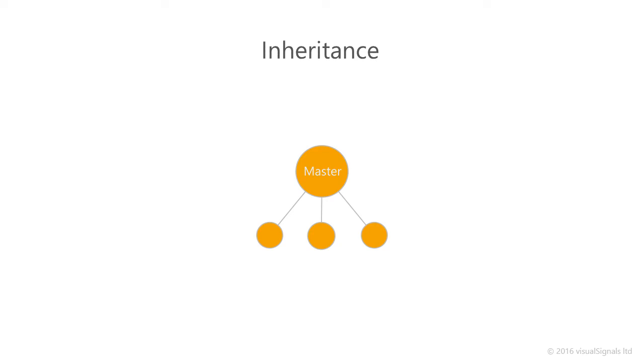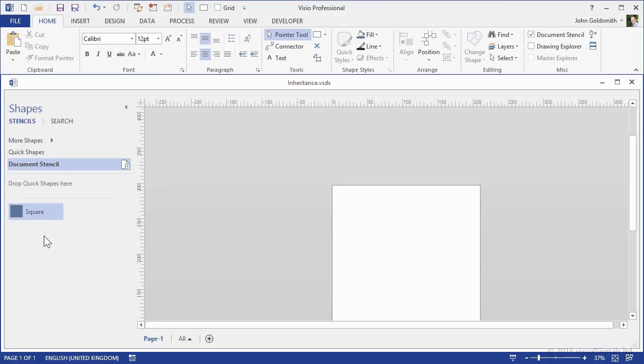The main difference from the JavaScript analogy is that while a prototype can inherit from other prototypes, all the way up to object, this is not the case for Visio. A Visio master does not inherit from other masters. So let's take a look at a quick example.